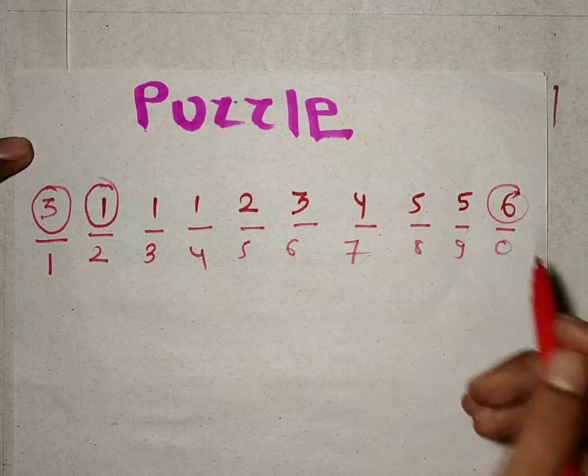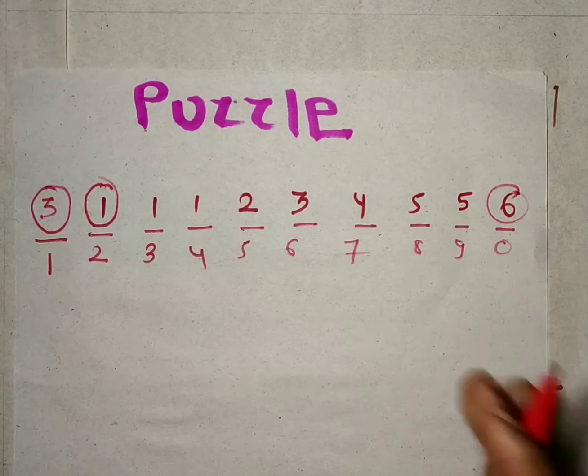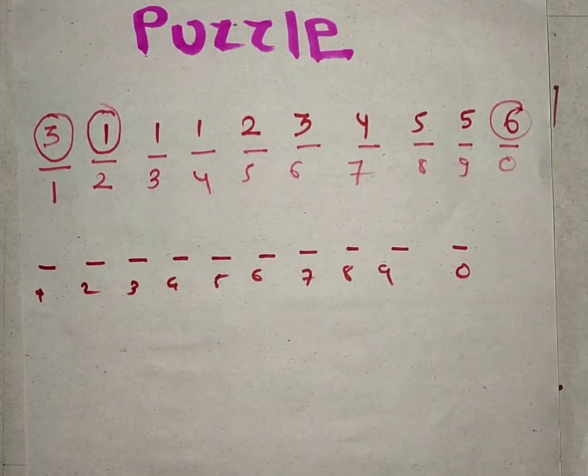7 for 4 times is not possible, 8 for 5 times is not possible, and again 9 for 5 times is not possible. So this is not a case. We can't write the answer this way; according to the question this is not possible.